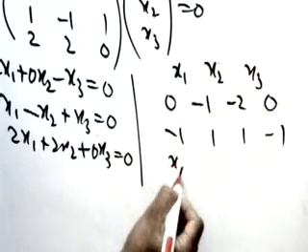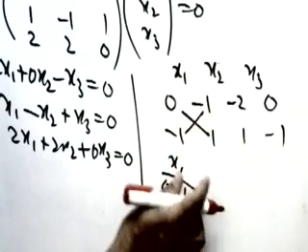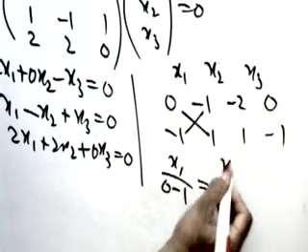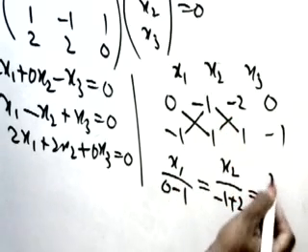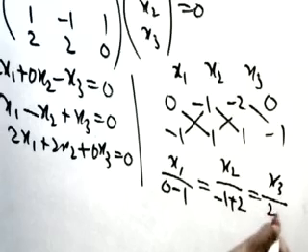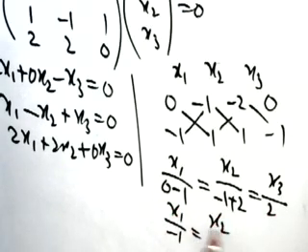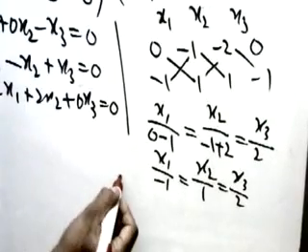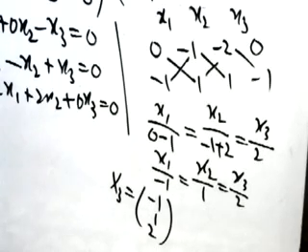Suppose this is x1, x2, x3. x1 by 0 into n number, 0 minus minus 1 is plus 1, so minus will be left here. x2 divided by minus 1 minus 1 is plus 2, it will be equals to x3 by plus 2 minus 0 will be 2. So this is x1 by minus 1 equals x2 by 1 equals x3 by 2. So the third vector we get is x3 equals minus 1, 1, 2.